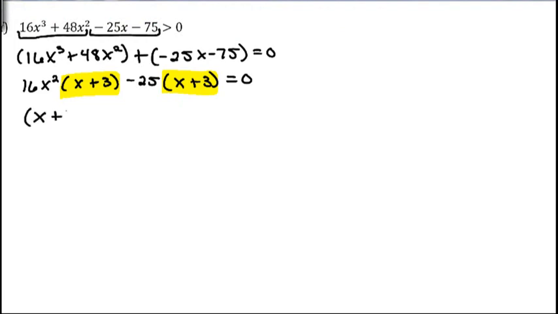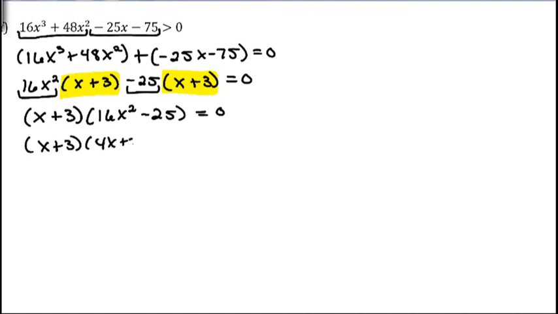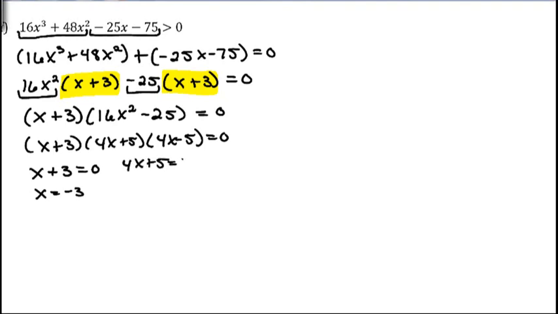So now we're going to factor out that x plus 3. And what we'll be left with is this 16x squared and then minus 25. And 16x squared minus 25 is the difference of two perfect squares, so it factors as 4x plus 5 times 4x minus 5. Set each of these factors equal to 0. x plus 3 equals 0 gives you x equals negative 3. And then 4x plus 5 equals 0. Subtract 5 gives you 4x equals negative 5. And then divide by 4, we get x equals negative 5/4.